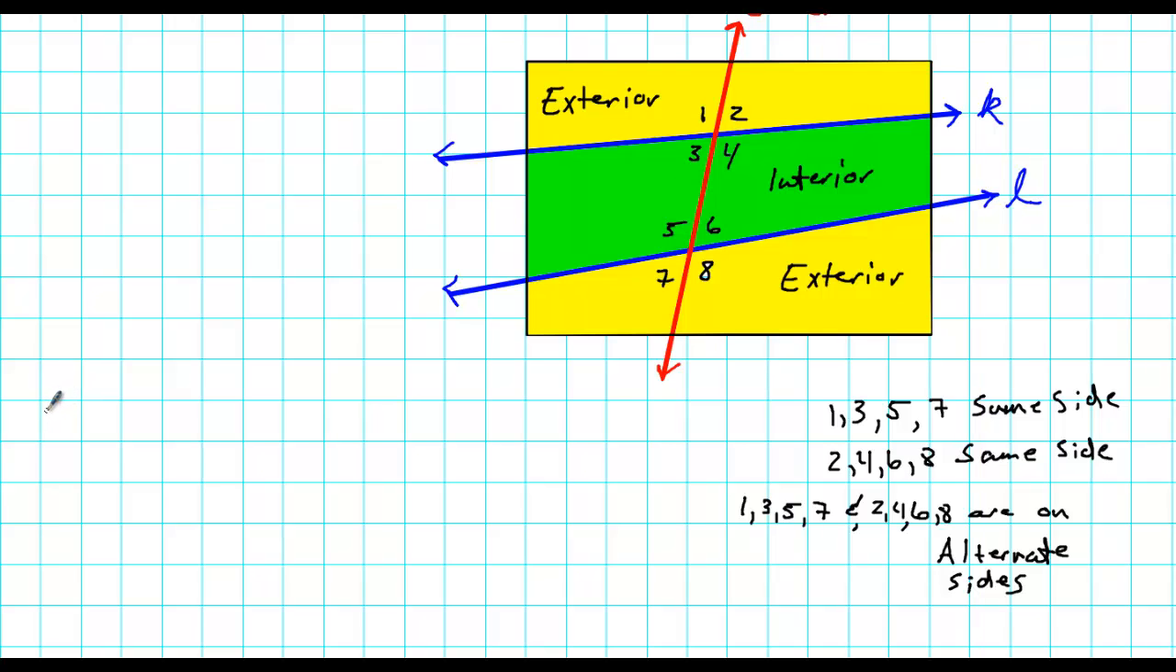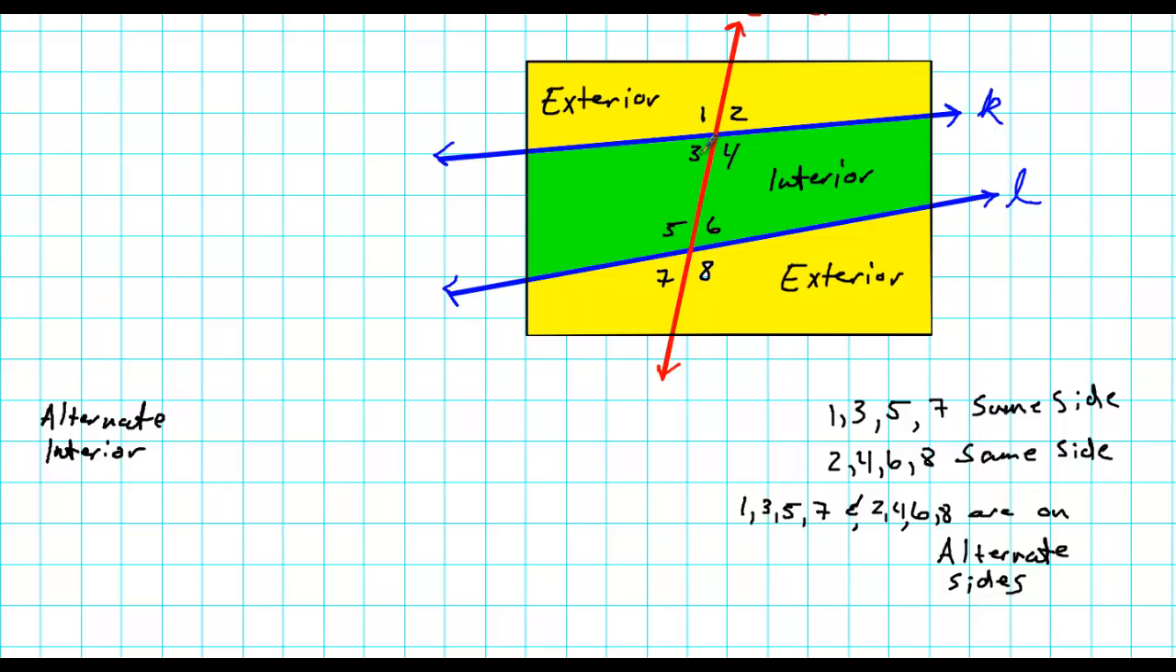So I'm going to start out with alternate interior angles, right? Alternate interior angles. So I'm going to look at alternate sides. So 1 and 2, well, they're not in the interior, so that's kind of a waste of time. So I'm going to go just to the green section. Now, 3 and 4 are on alternate sides, and they're on the interior. But so are 3 and 6. So it's still a little confusing.